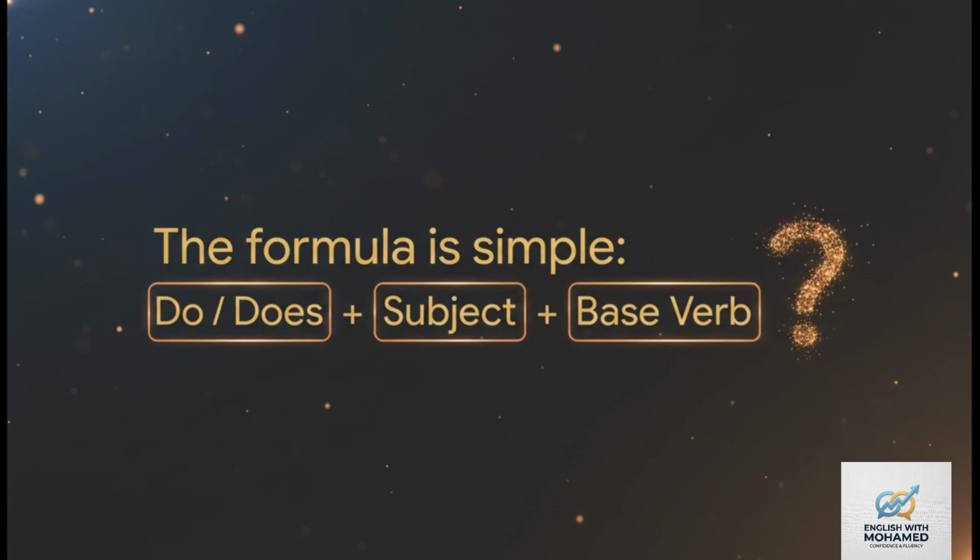So, you ready to ask some questions? Well, the structure is really similar to what we just learned. We just have to switch up the word order a bit. We're going to start the question with do or does. Then comes the subject. And finally, you guessed it, the simple base form of the main verb.